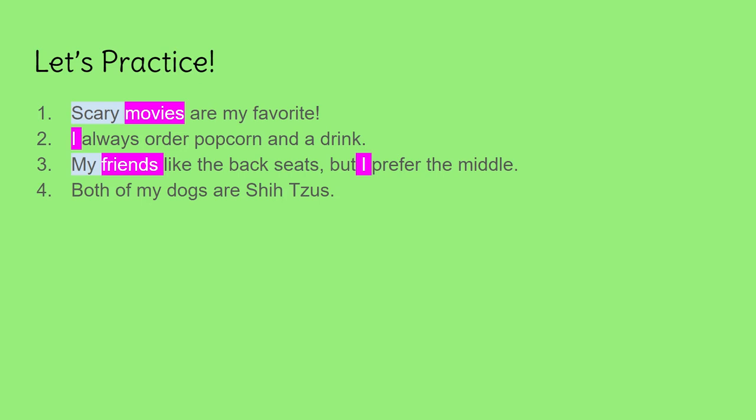Now, this one is really tricky, okay? Both of my dogs are Shih Tzus. Who or what are we talking about? We're talking about both of my dogs. And most of my students are going to tell me that dogs is going to be my simple subject, but it's not, because dogs are Shih Tzus.